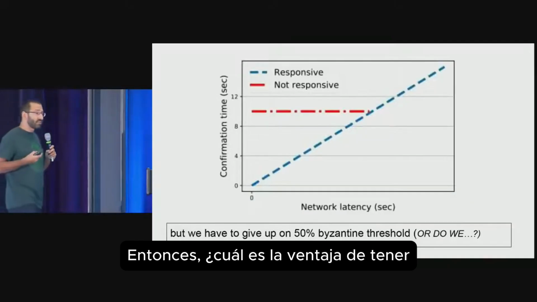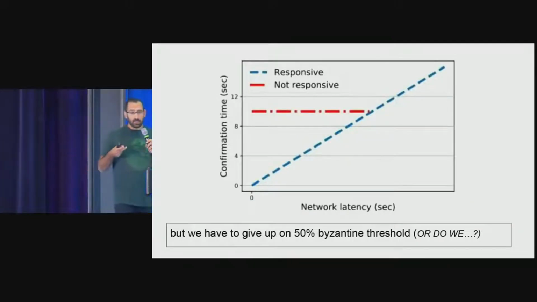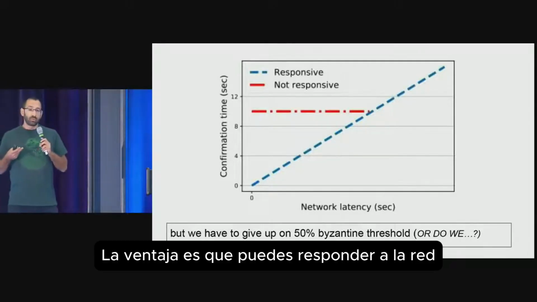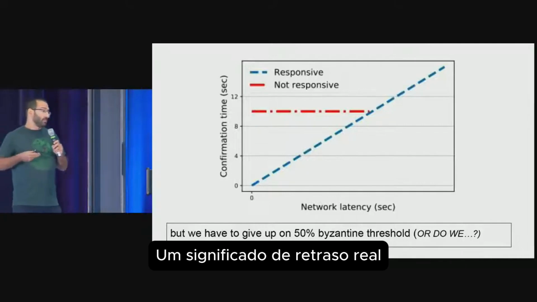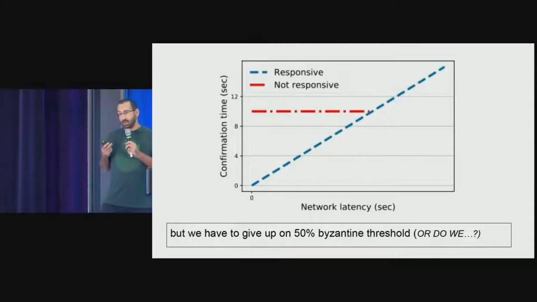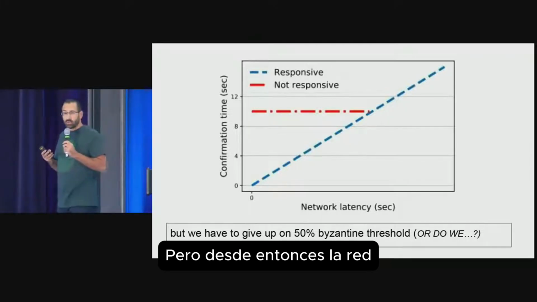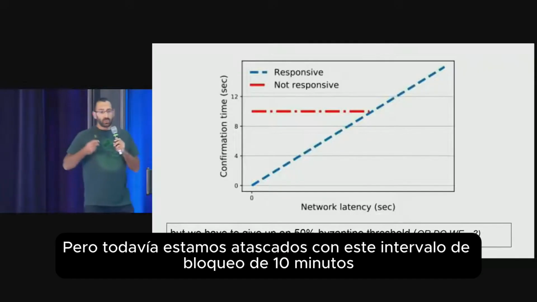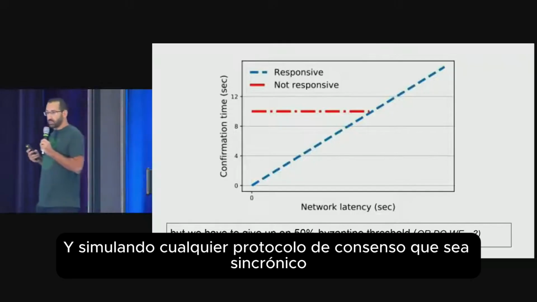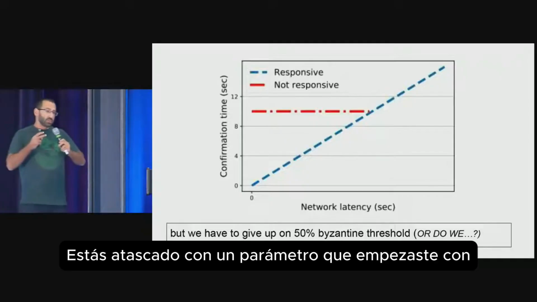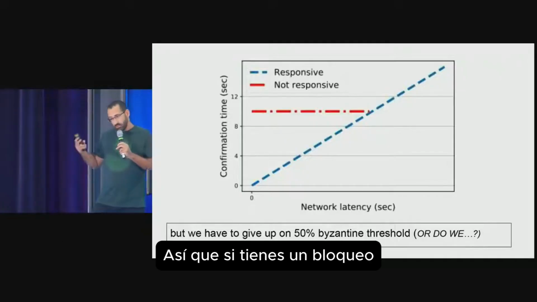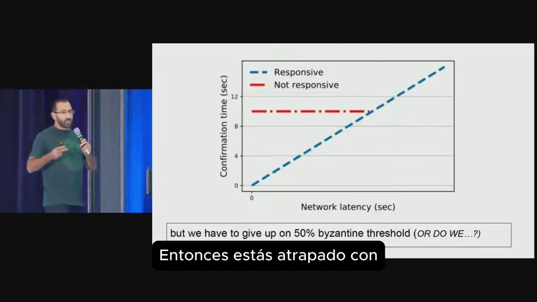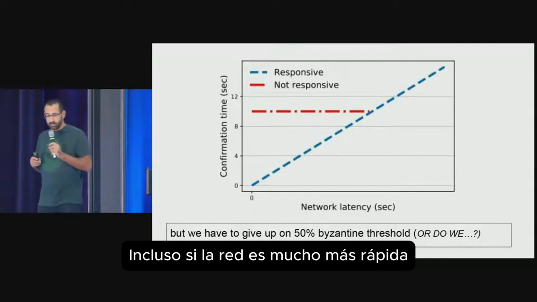So what's the advantage of not assuming anything about the latency? The advantage is you can be responsive to the network's actual delay. In Bitcoin, we have the 10 minutes latency parameter, but since then, the network infrastructure has improved immensely, but we're still stuck with this block interval of 10 minutes. Similarly, in any consensus protocol that is synchronous, you are stuck with a parameter that you began with. So if you have a block time of 12 seconds, then you're stuck with it even if the network is much faster.